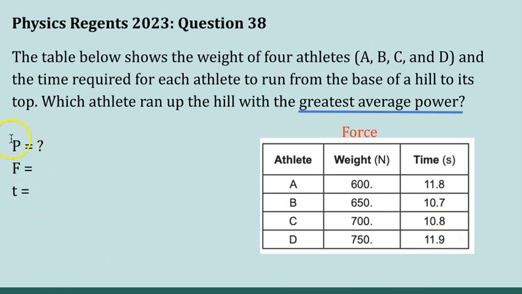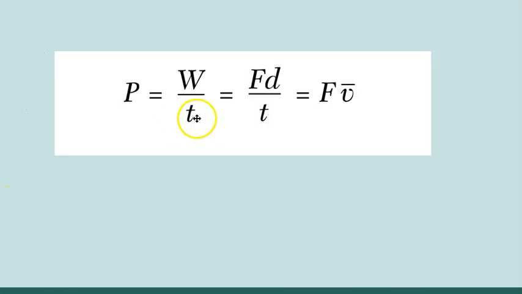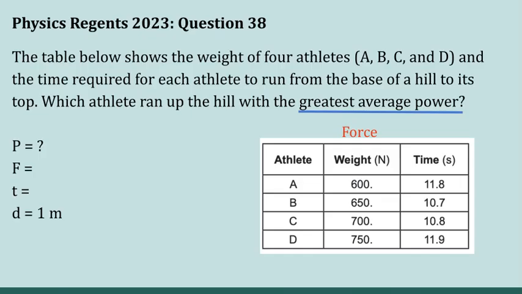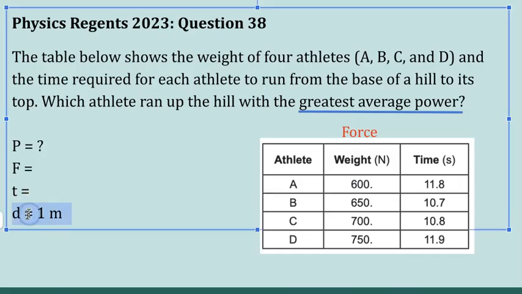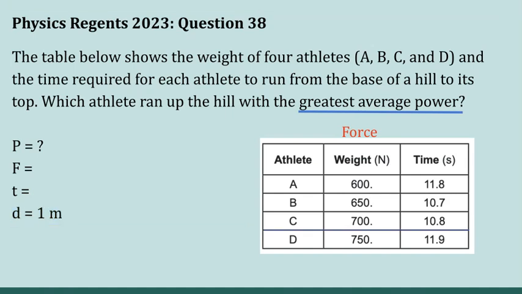So I want to see if there's a formula for power that involves force and time. And I see power equals force times distance over time, and I just don't have the distance. That's not given to me anywhere in the problem. So my solution for that is I'm just going to call it 1 meter. It didn't change. It's the same hill for each athlete. So why not just say it stays the same, which means I'm just going to put 1. So that's kind of my setup for this problem.